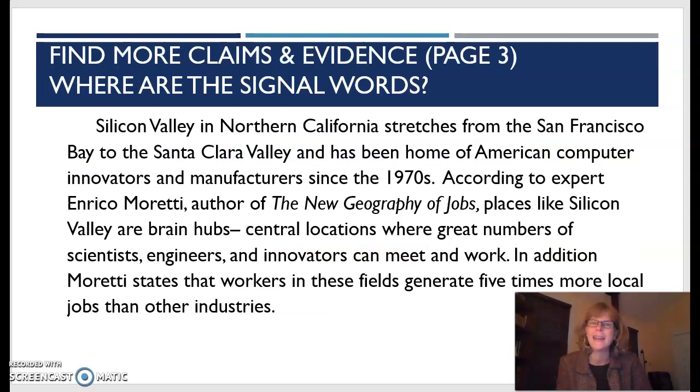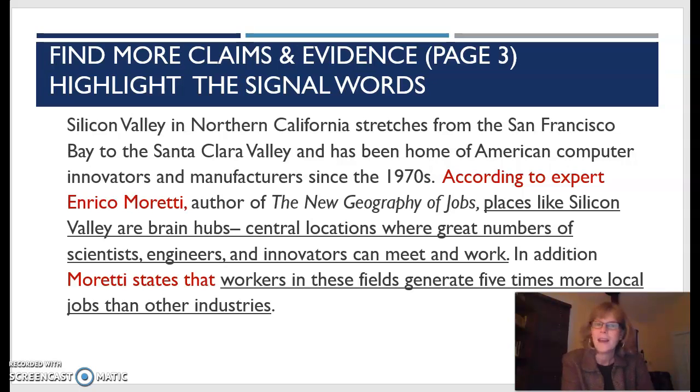Here, let's look again at the next paragraph. And now I've moved to page 3. You can see here's another paragraph with more data, more examples. Where do you see signal words? These are signal words that might show me a claim or it might show me evidence. Signal words that come from page 4, the list that we looked at. If you saw these, you're right.